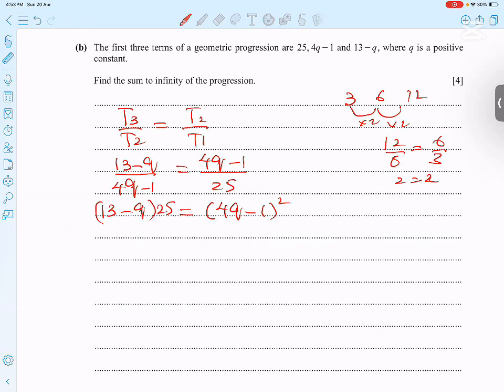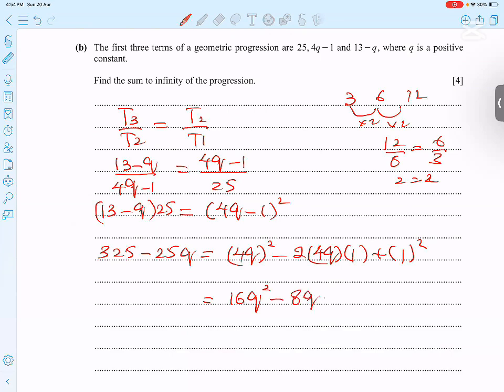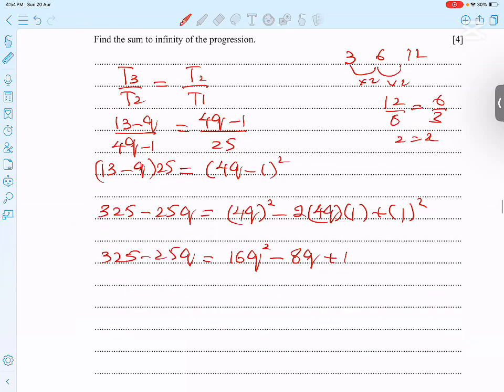So 13 times 25 is giving us 325, okay, and negative 25q. On the other hand, I got the first term squared, negative 2 times first term times second term, plus second term squared. So 4q comes here, 4q and 1 and 1. So 16q squared, negative 8q and plus 1. And here I got 325 minus 25q. Reorder: 16q squared, and when I bring this 25 to the other side as positive, I get 17q, and negative 324 is equal to 0.